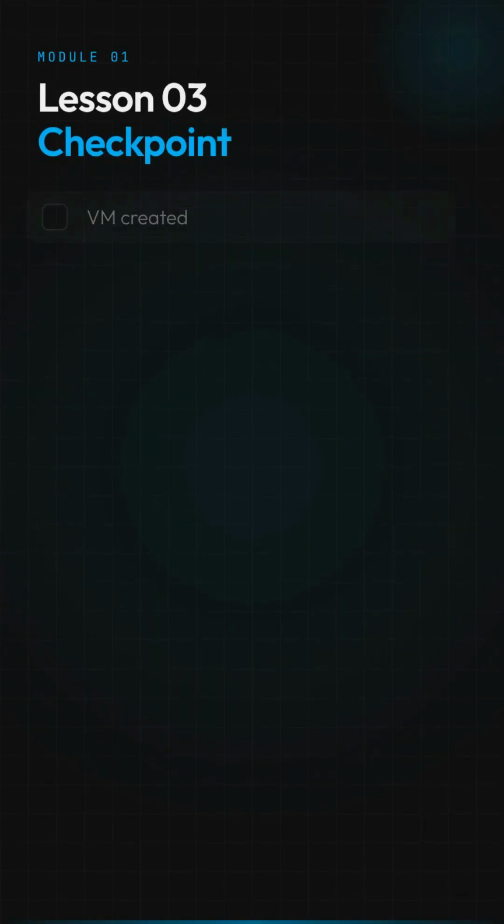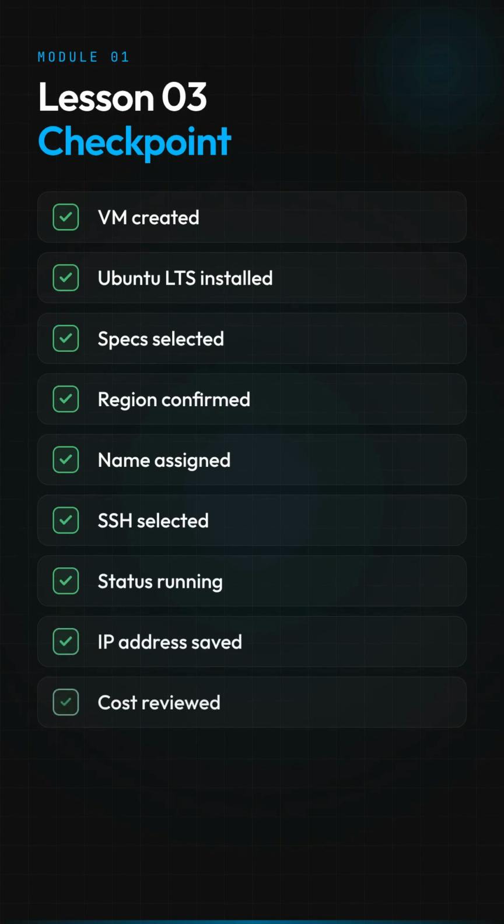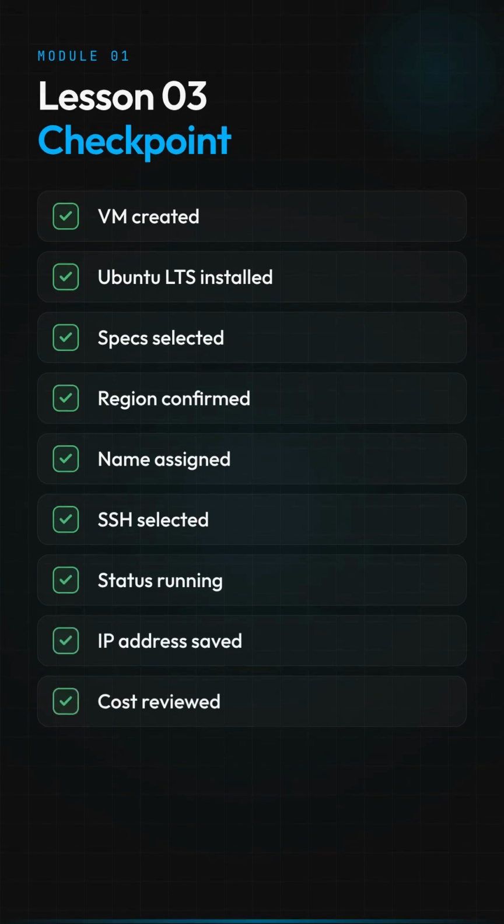Now, I want you to pause the lesson and confirm that you have completed each item before moving forward. If your machine is online and you have your IP address recorded, you've hit your first infrastructure milestone. Take a moment to verify everything. Ubuntu is installed, your specs are correct, and your machine status shows running. If you're ready, we're about to move up the stack to administrative access.